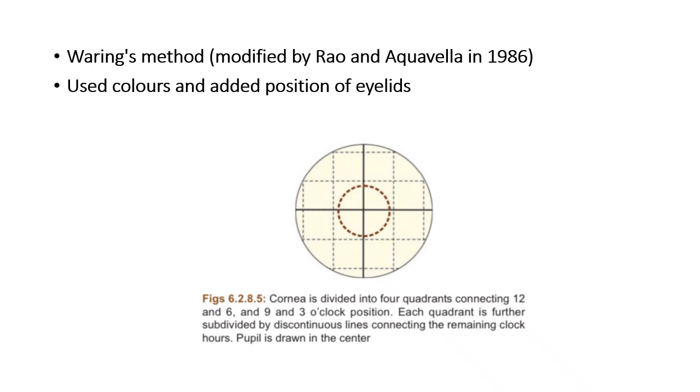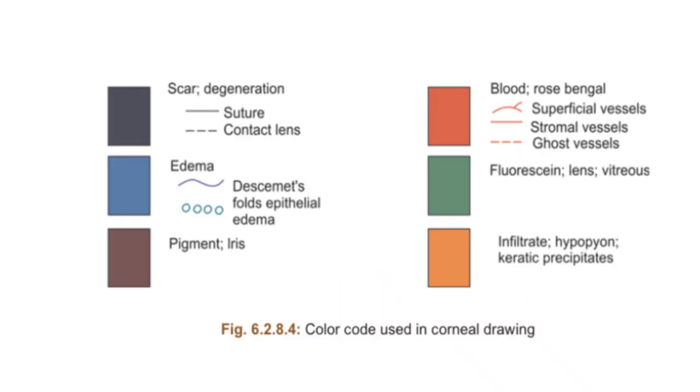Another method, the Waring's method, which was later modified. Now, this one used colors and added position of the eyelids in the diagram. What they did was they divided the cornea into 4 quadrants, right? Connecting 12, 6, 9, and 3 o'clock position, as you can see here. And each quadrant is further subdivided by dotted lines connecting the remaining clock hours. And this is the pupil, the round dotted circle in the center.